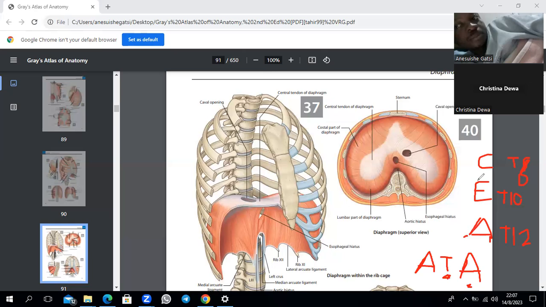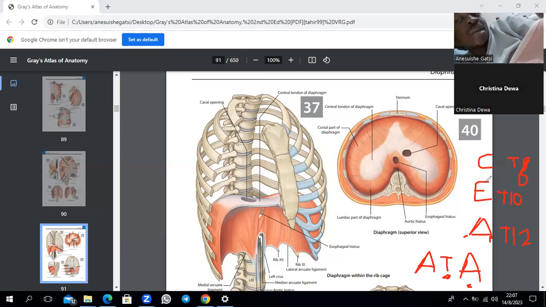Then the esophageal opening: on top of the esophagus, you also have the left gastric vessels. So left gastric artery, left gastric vein, those ones you can forget for now. We'll do them when we do the stomach, so they're better understood with the abdomen. Then the vagus nerves also pass through the esophageal opening.